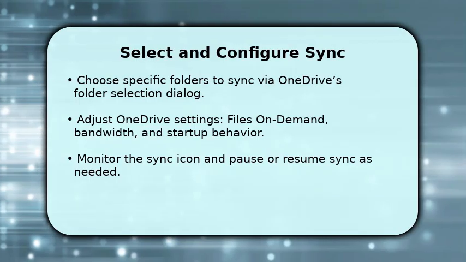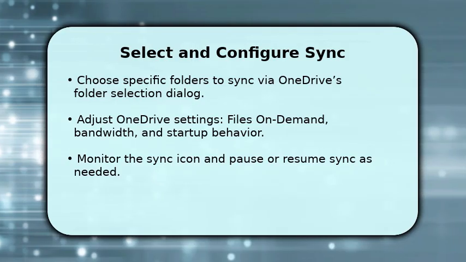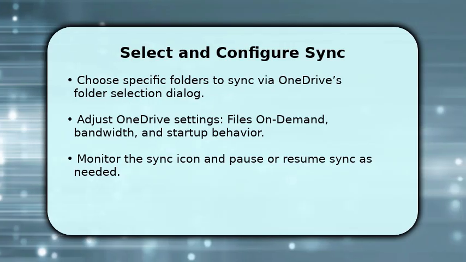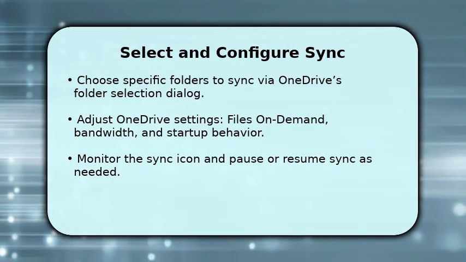In OneDrive settings, use the Choose Folders option to limit disk use. Enable Files on Demand to keep files online unless you mark them offline. Also set bandwidth limits and whether OneDrive starts with Windows so it doesn't slow you down.